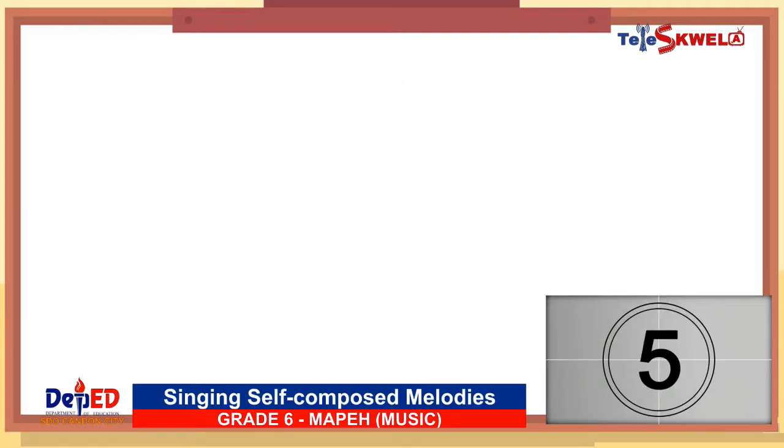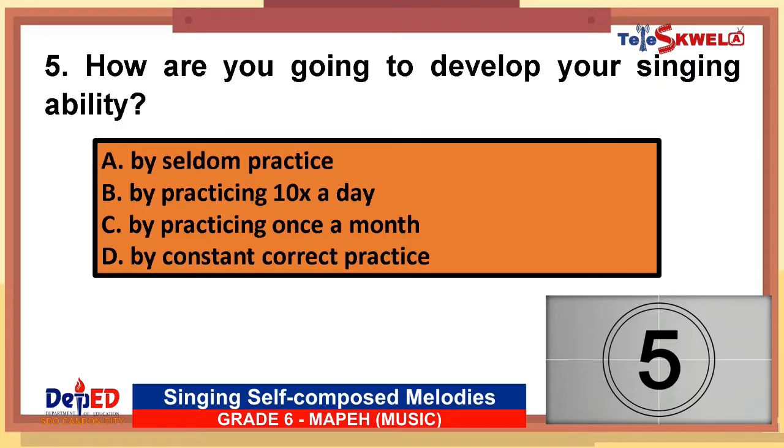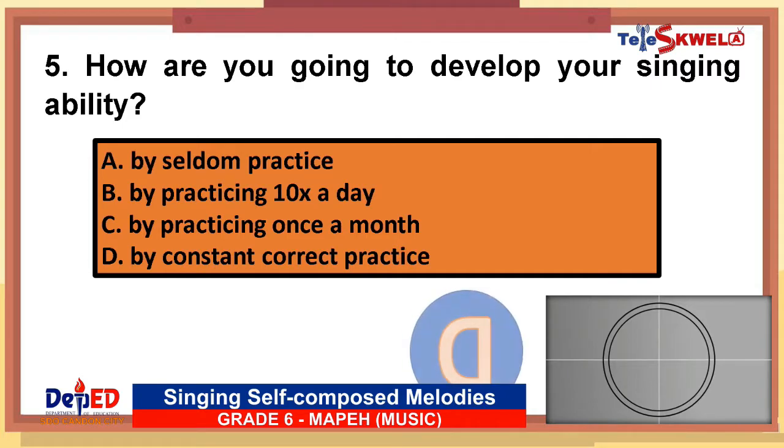Next, number 5. How are you going to develop your singing ability? Choices. Letter A, by seldom practice. Letter B, by practicing 10 times a day. Letter C, by practicing once a month. And letter D, by constant correct practice. Timer starts now. And the answer is letter D, by constant correct practice.